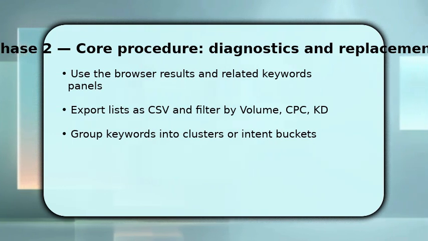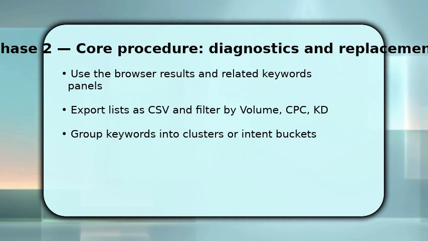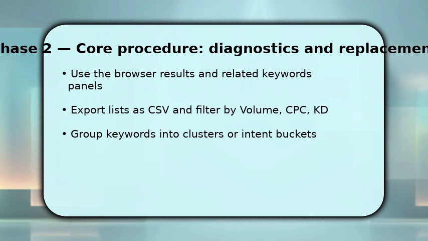Then cluster keywords into topic buckets: informational, commercial, and navigational. This organizes content strategy. Also, check long-tail variations for lower competition and mark quick-win phrases for immediate content.